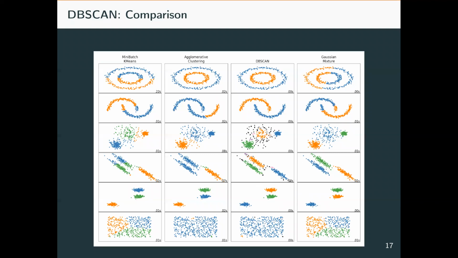Yeah, here in DBSCAN, maybe you could also notice that they have these black data points here. These would be the outliers, these don't belong to a certain cluster.